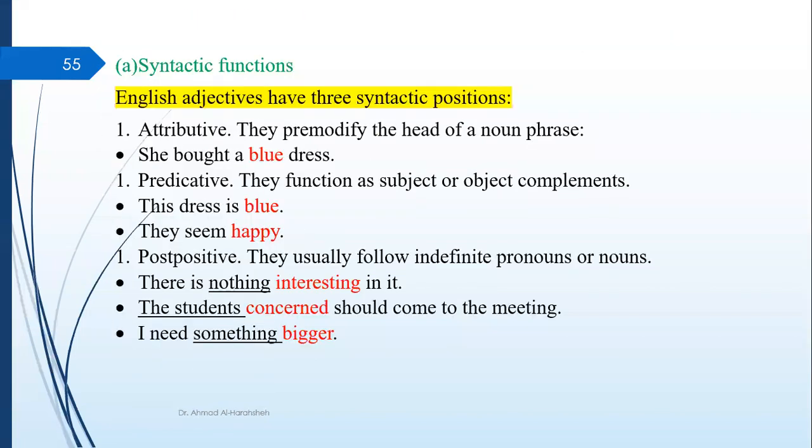Now, another note, a few adjectives always follow the noun, in postpositive position. There are a few adjectives that always follow the noun. For example, she is 20 years old. You can't say she is 20 old years. You can't say that in English. All right? She is 20 years old.